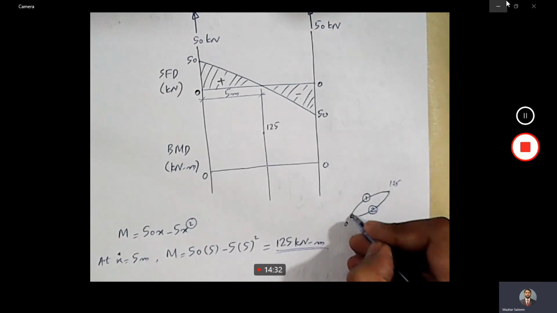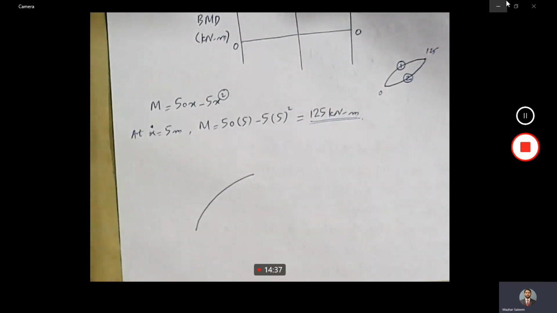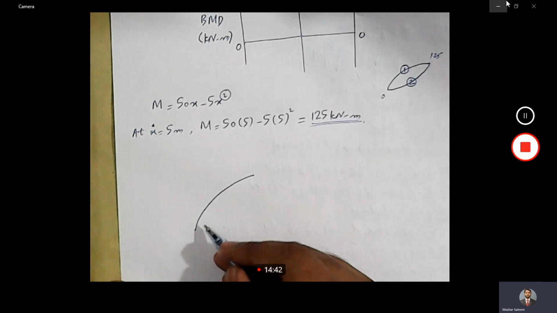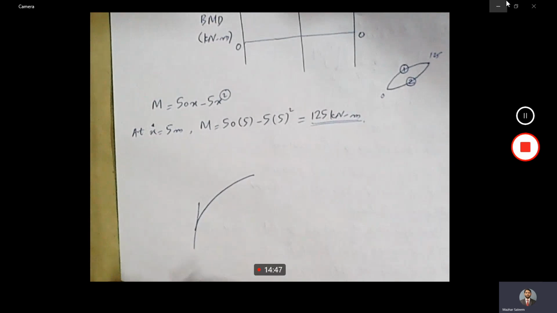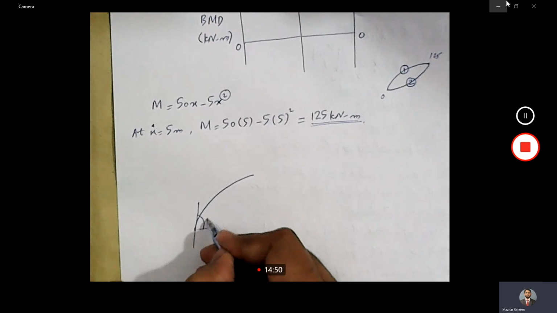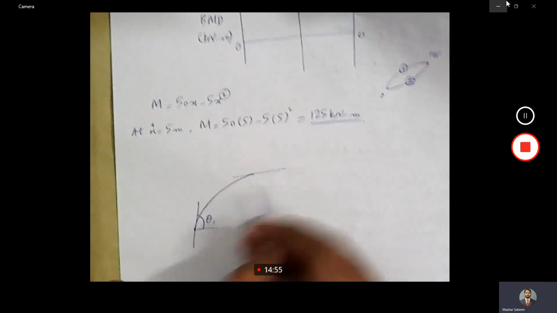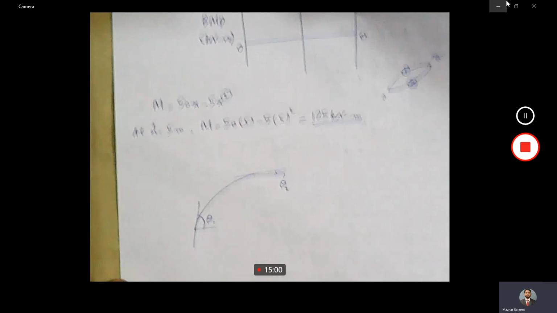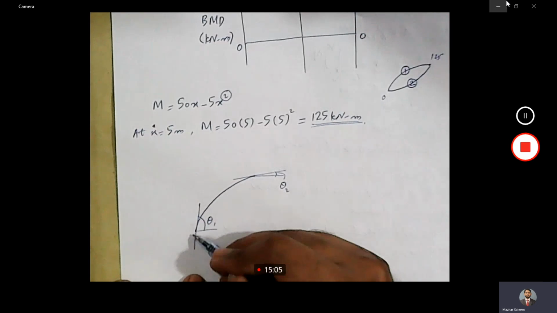For that, we need to draw a tangent at the curve. Let me draw this. What is the slope of this curve at any given point? For that, we draw a tangent. This is the slope, let's say this is theta 1. And what is the slope at this point? Then if I draw a horizontal line, this is, let's say, theta 2. So the slope of this curve is actually decreasing from this point to this point. So this is a curve with decreasing slope.